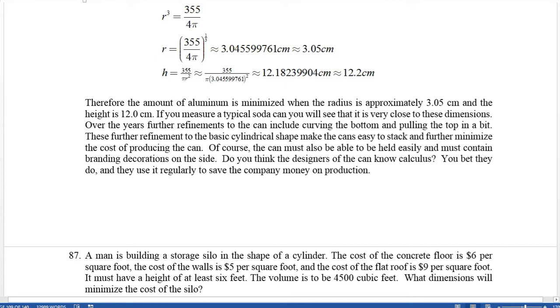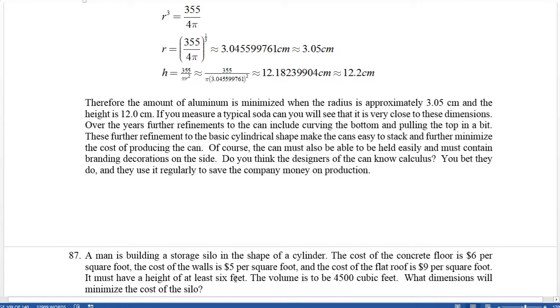And it's got to have a height of at least 6 feet. The volume is going to be 4,500 cubic feet. What dimensions will minimize the cost of the silo? Before we go on, let me also mention this minimum, at least 6 feet.